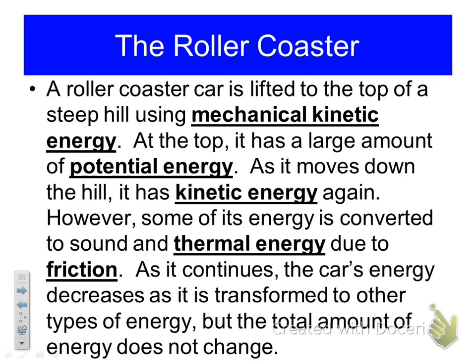Okay, it says, a roller coaster car is lifted to the top of a steep hill using mechanical kinetic energy. At the top, it has a large amount of potential energy. As it moves down the hill, it has kinetic energy again. However, some of it's converted to sound and thermal energy due to friction. As it continues, the car's energy decreases as it's transformed to other types of energy, but the total amount of energy does not change. So here's a question for you.